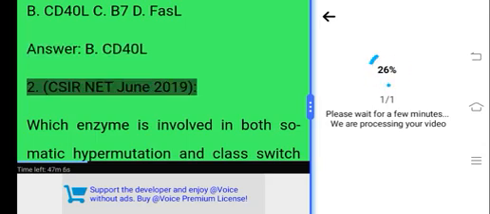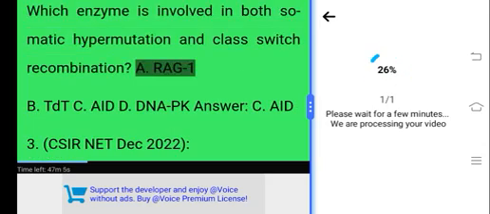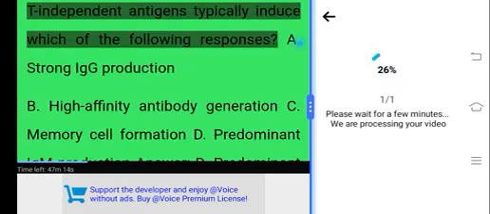2. CSIR-NET June 2019. Which enzyme is involved in both somatic hypermutation and class switch recombination? A, RAG1. B, TdT. C, AID. D, DNA-PK. Answer: C, AID. 3. CSIR-NET December 2022.